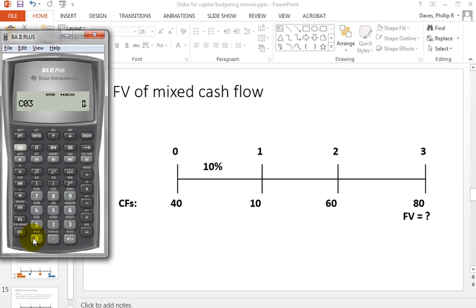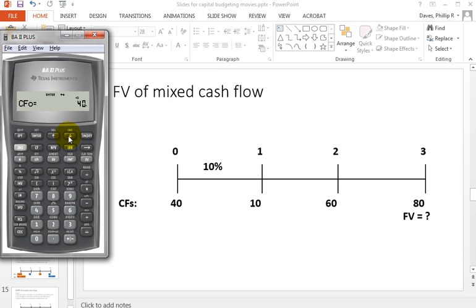Hit the down arrow. Cash flow 3 is 80. And we want to enter that. And then down arrow, frequency of 3 is 1. And then we know that there is no cash flow 4. Its value is 0, and there is no frequency for it as well.